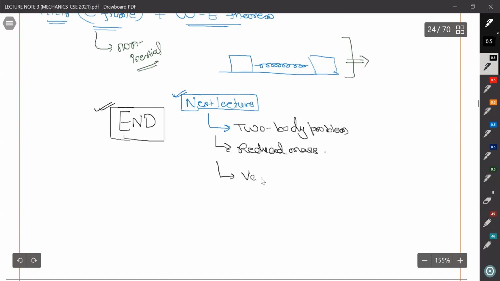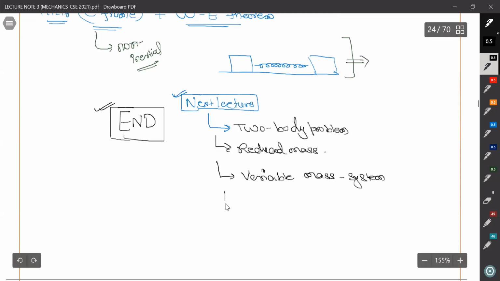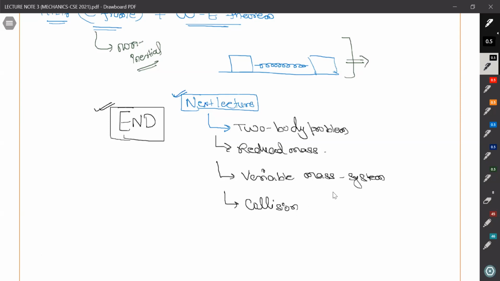Okay, and variable mass systems, rocket and all. So in the next lecture we will study these things. Also after this we will start studying collision. Okay, so the next to next lecture we will start collision also. So in the next week I will try to finish all these things.